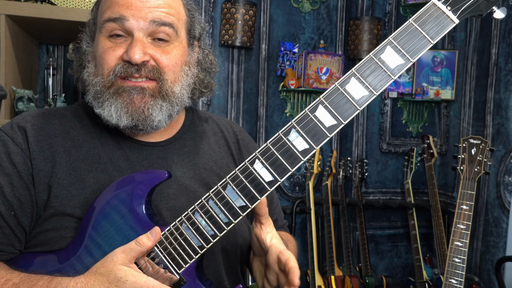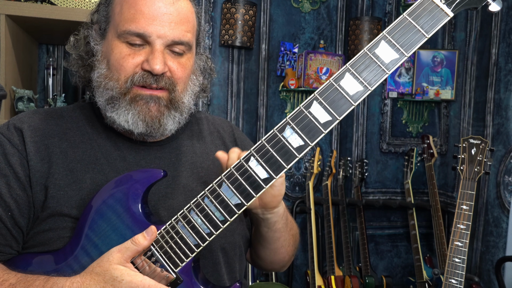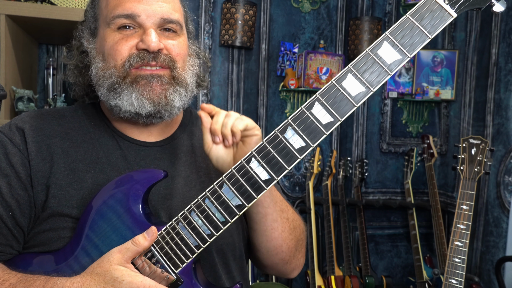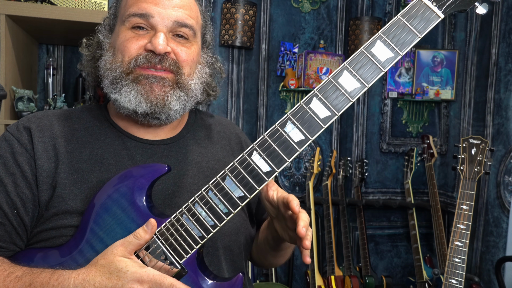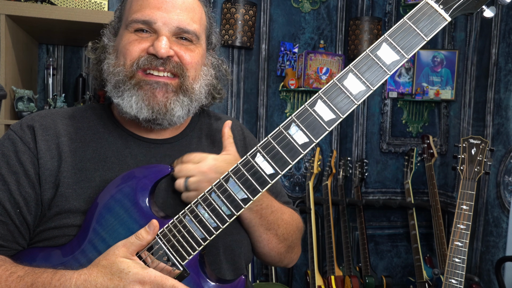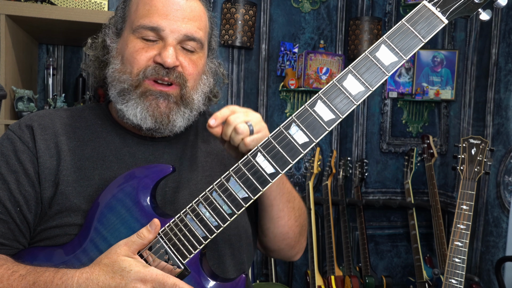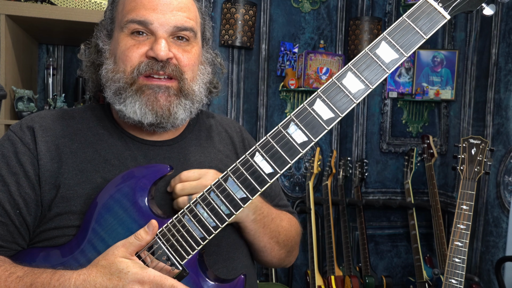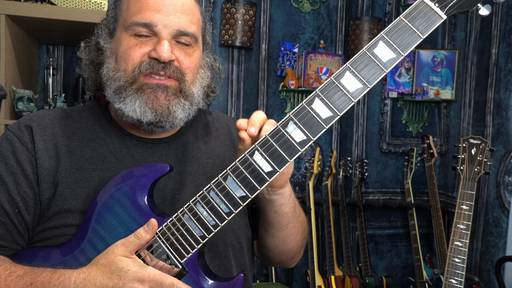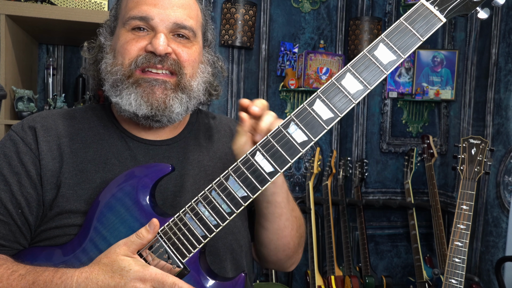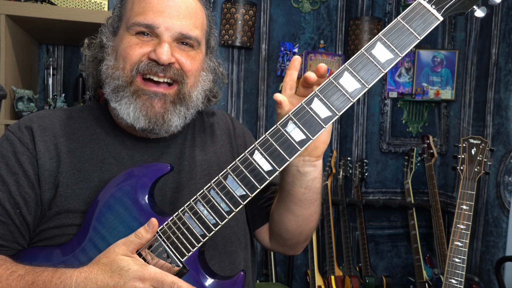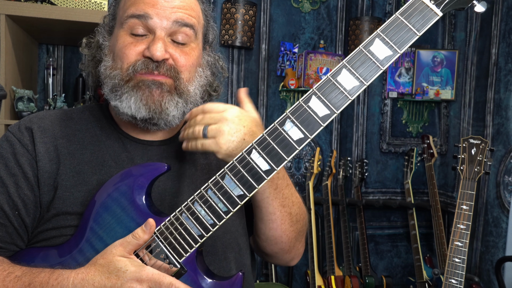The next piece that we get into, and don't worry, we'll talk more about what I just talked about, is the rising action. Let's take a look at the rising action. The rising action is the main part of the story, which includes the problem, usually set up as 3 to 4 main events. The most important piece of this puzzle is defining what is the rising action for us musicians. And what it is pretty much exactly what just came on screen, but realizing that each chapter, each movement of rising action has to be different from each one, and kind of tie them together a little bit, and I'll explain a little further.